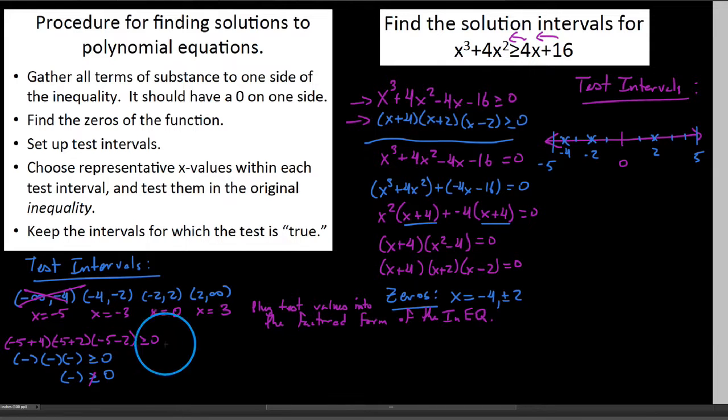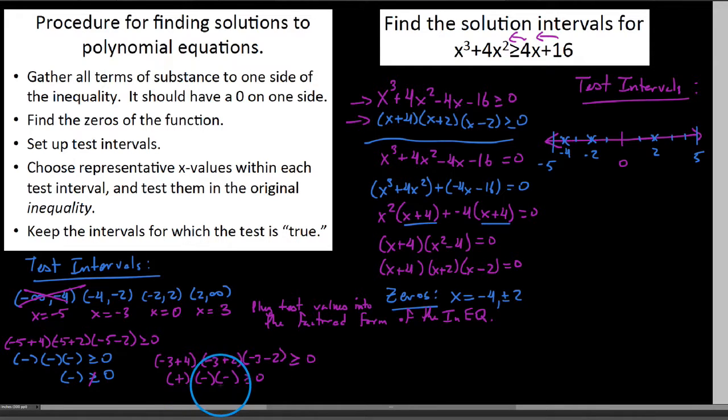Now testing x equals -3, we can see something different happens. We plug into our function -3 plus 4, -3 plus 2, and -3 minus 2 is greater than or equal to 0. This time -3 plus 4 is positive, -3 plus 2 is a negative, and -3 minus 2 is a negative. A negative times a negative is a positive, and times another positive is a positive. So we end up with a statement that passes. Since this is a true statement, any x value in this entire interval from -4 to -2 is going to work for us. So we tested that, and it works.